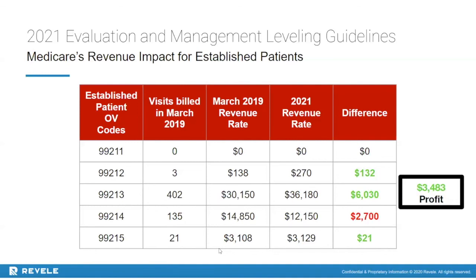If we were just to move some numbers around for the amount of claims, as you can see for the third and fourth levels, just interchanging those two numbers of claims gives you a profit of $3,483.